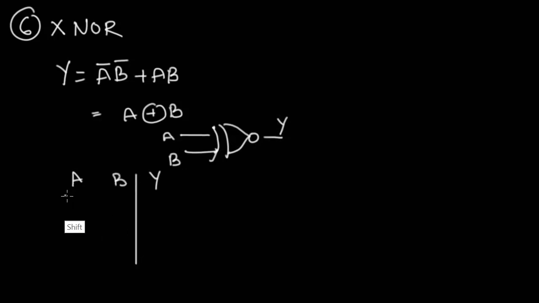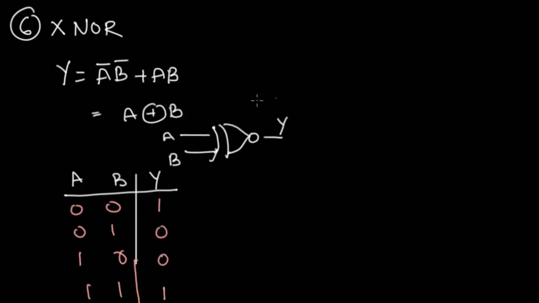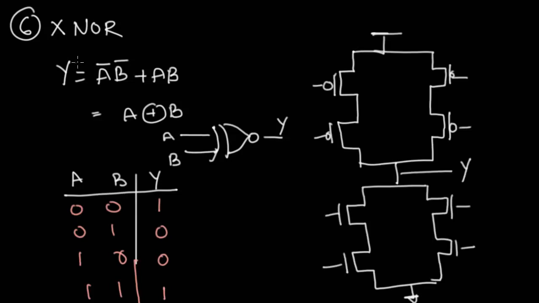Again, 2 inputs, 4 combinations. So 0,0; 0,1; 1,0; and 1,1. So we have 1, 0, 0, 1. Let's understand the diagram for the XNOR using transistors. So here we have the inputs as A, B, A bar, B bar, A, B bar, A bar and B.